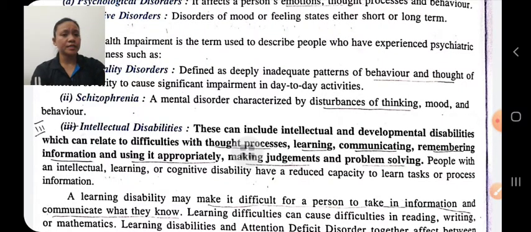Intellectual disability: the IQ level of a person is low. He learns things, but his rate of learning is slow. He faces difficulty in communicating. He faces difficulty in remembering information and using it appropriately. He faces difficulty in making judgments, problem solving, etc. This is intellectual disability, a low level of IQ.